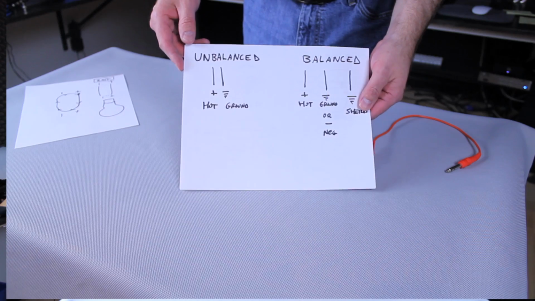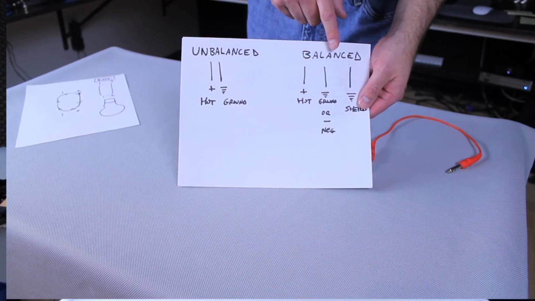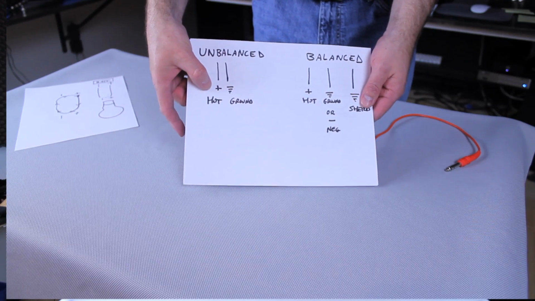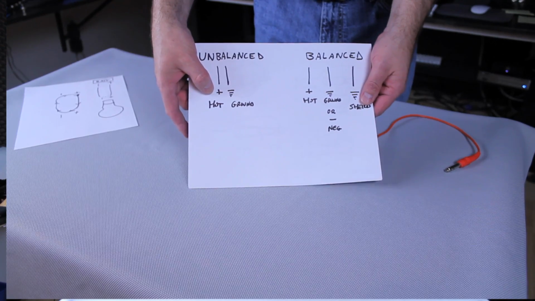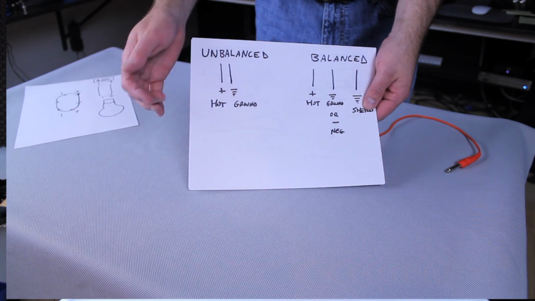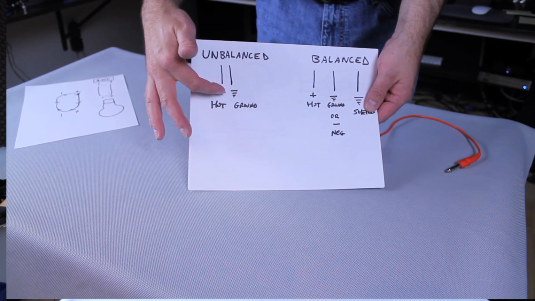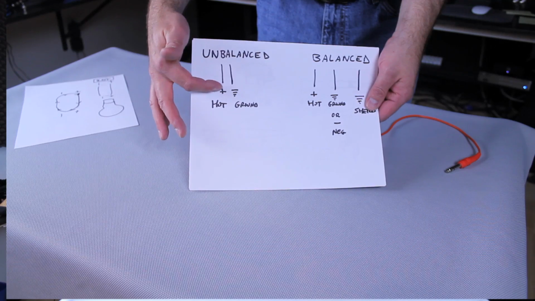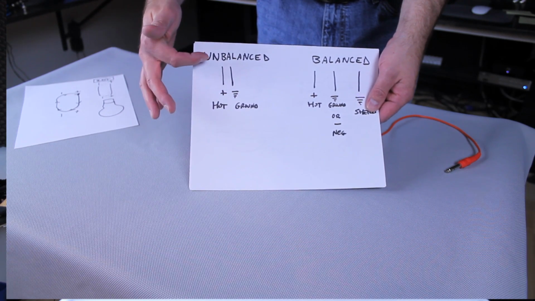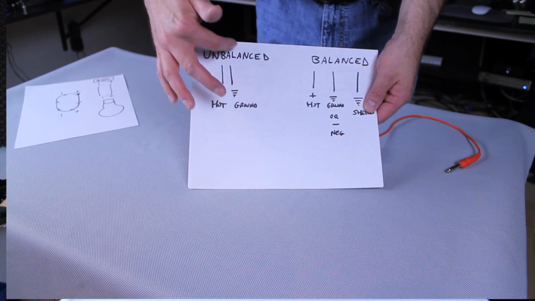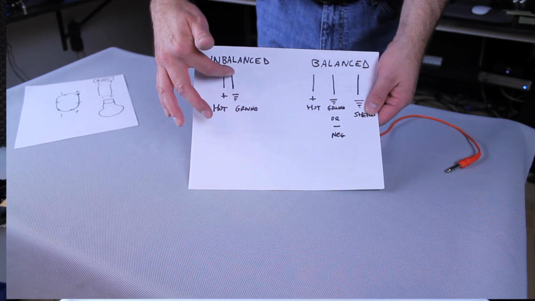We have, in the audio world, unbalanced and balanced. In the unbalanced world, we have a hot and a ground. It's sometimes called a negative, neutral, but in this case we're just going to call it ground. We have a positive, and that's a ground symbol. And notice it creates the loop. You have two wires, creates a loop.